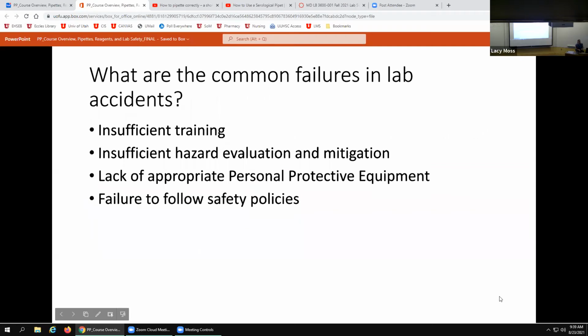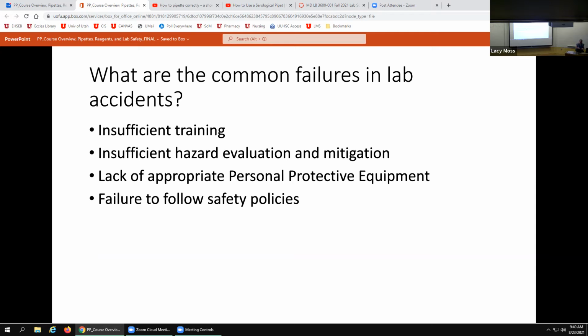All right, so what are common failures in the lab? So these are things that cause lab accidents: insufficient training. So you might be like, oh my goodness, I did all those MTS modules and now I'm getting safety again. That's so you have sufficient training. And we're always going to train you on how to use the equipment that we're using and anything that you need to know about anything dangerous that we're working with.